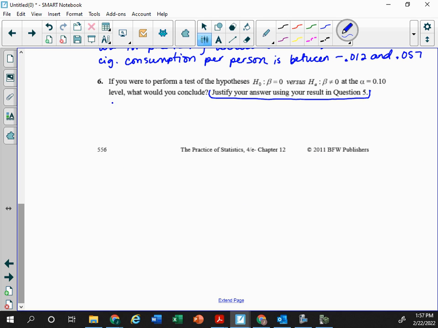So we're just going to say since 0 is included in our 90% confidence interval.